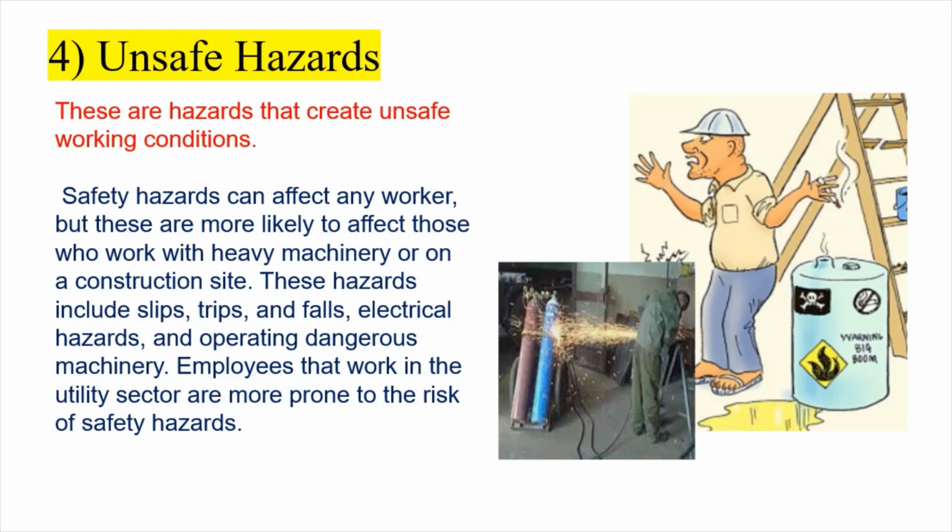4. Unsafe hazards. These are hazards that create unsafe working conditions. Safety hazards can affect any worker, but these are more likely to affect those who work with heavy machinery or on a construction site. These hazards include slips, trips, and falls, electrical hazards, and operating dangerous machinery. Employees that work in the utility sector are more prone to the risk of safety hazards.